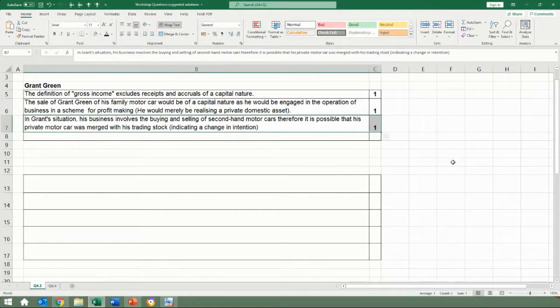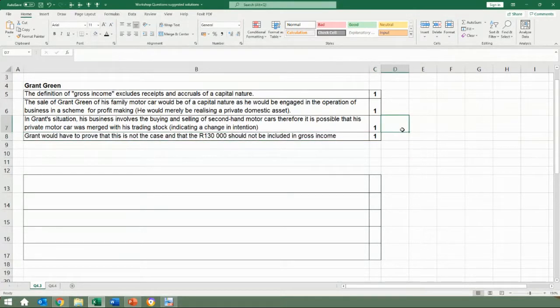And then you also state that because his business is buying and selling second-hand cars, it could possibly be that this private car is seen as trading stock for this business. So it might also be a change in intention. Initially he might have bought it as capital and then changed the intention to making a profit on it because he might be selling it for his business. So in this scenario, they're a bit vague, so it could have gone either way. But we would have marked how you actually motivate it.